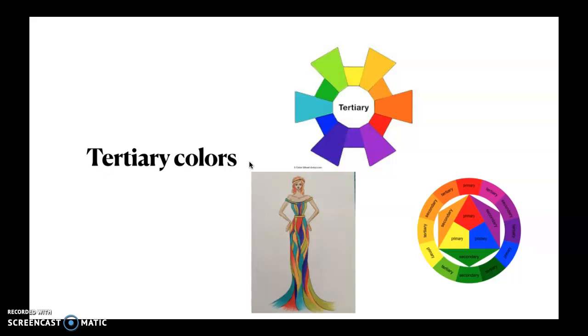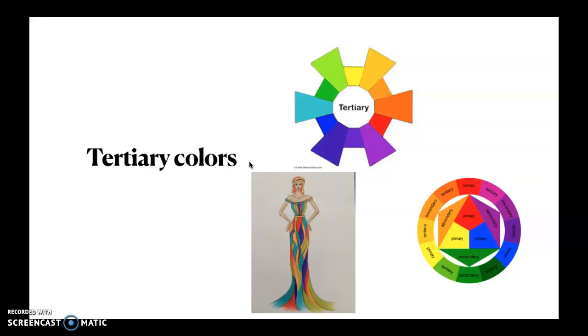And so the descriptions I have here: the model and her dress there, those were tertiary colors that they used. The wheel there at the top shows that every other color is basically a tertiary color. And then there's another diagram, similar to what I just said, towards the bottom right corner.